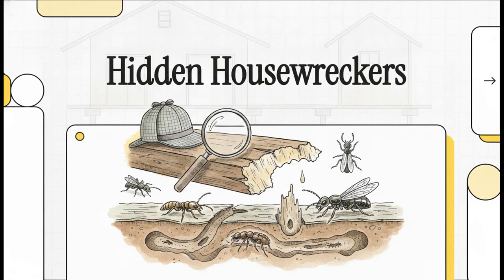Welcome to The Explainer. Today we're putting on our detective hats because, well, we're opening up a forensic investigation. We're looking at a hidden, microscopic underworld. I'm talking about an ecosystem that exists right under our feet, inside our walls, and quite possibly right above your head up in the attic. We're tracking down the hidden housewreckers.